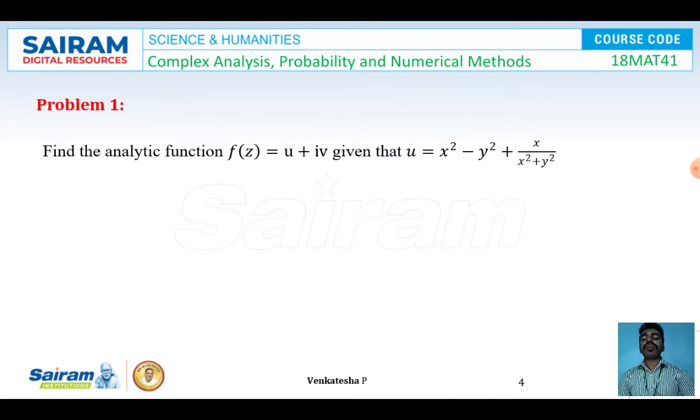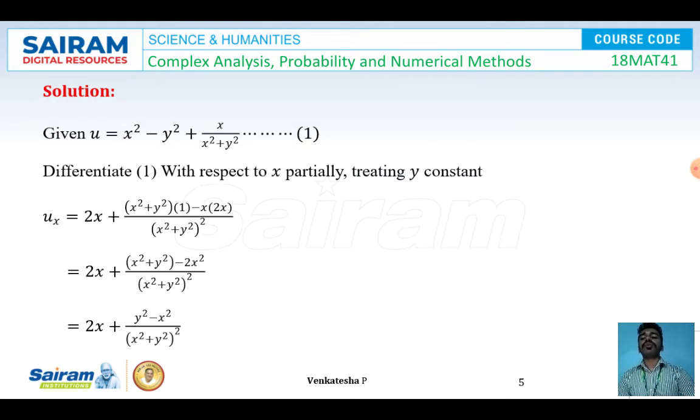Problem number 1. Find the analytic function f(z) = u + iv given that u = (x² - y² + x)/(x² + y²). So they have given the real part u here. Now I am going to find the partial derivatives ∂u/∂x and ∂u/∂y since the problem is in the Cartesian form.